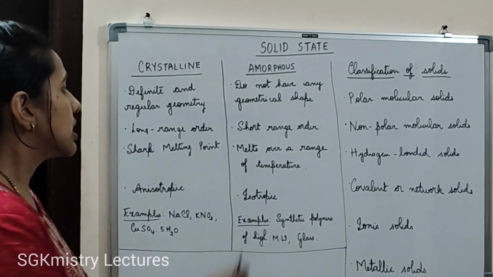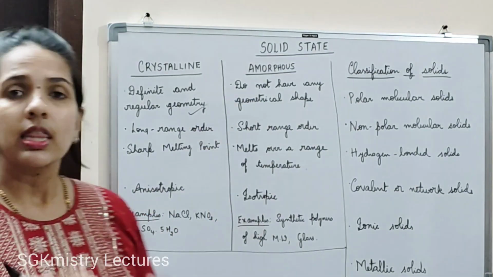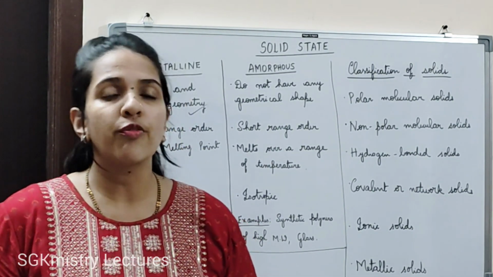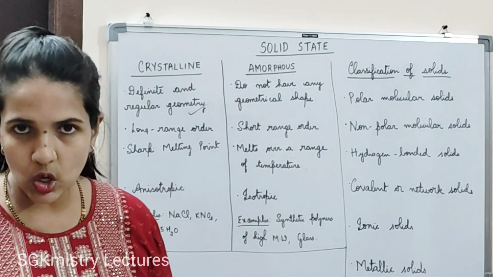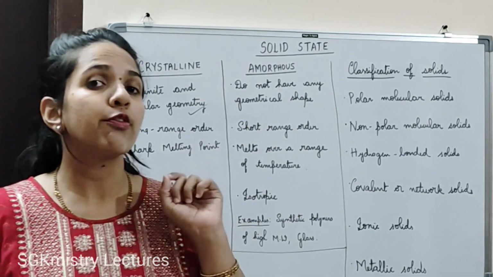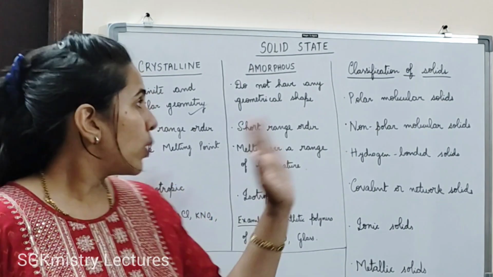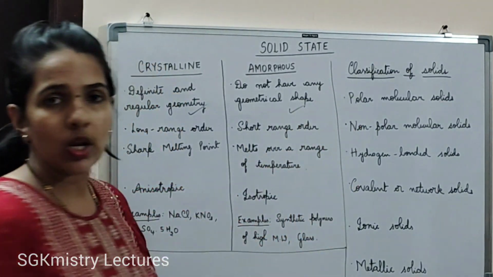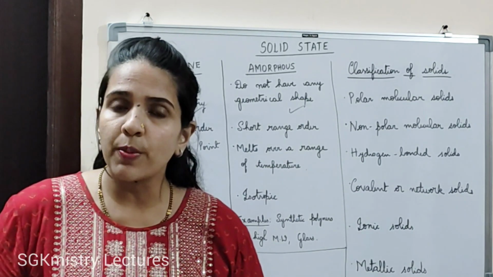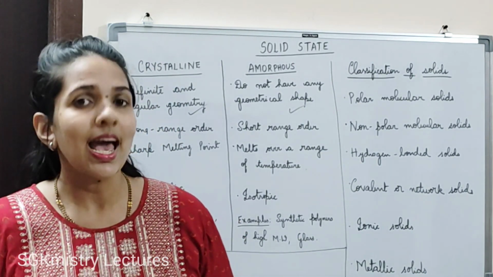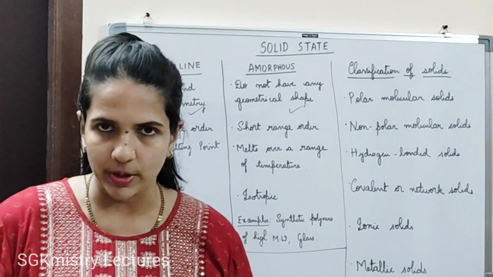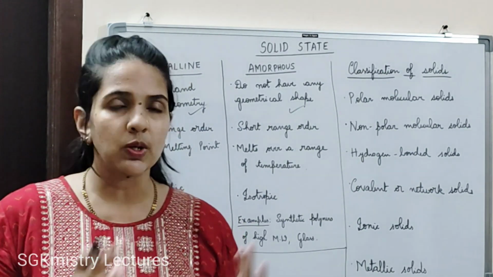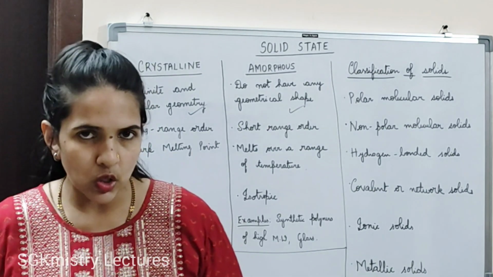The first one is, in crystalline solids there is proper arrangement of particles. There is a definite arrangement of particles in crystalline solids, and that's why they have a definite geometry. Whereas in amorphous solids, there is no proper arrangement of particles, and that's why amorphous solids do not have a definite geometry. So this is the first difference between these two categories of solids.